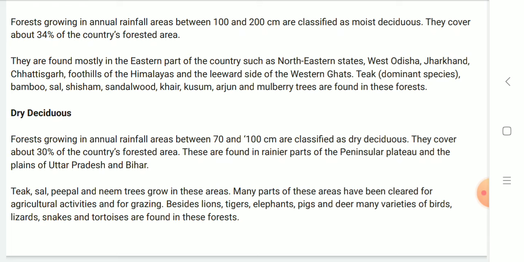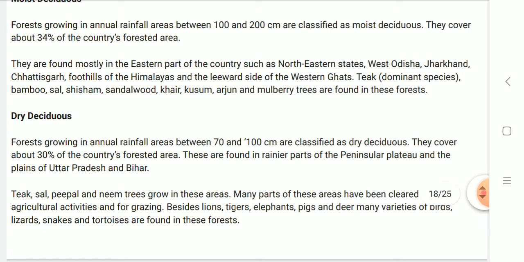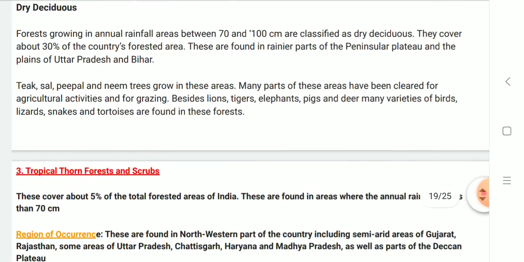Many parts of these areas have been cleared for agricultural activities and for grazing. Besides lions, tigers, elephants, pigs and deer, many varieties of birds, lizards, snakes and tortoises are also found in these forests.